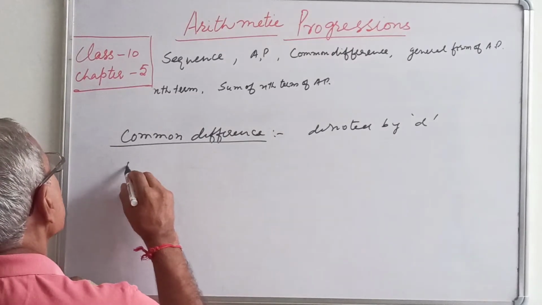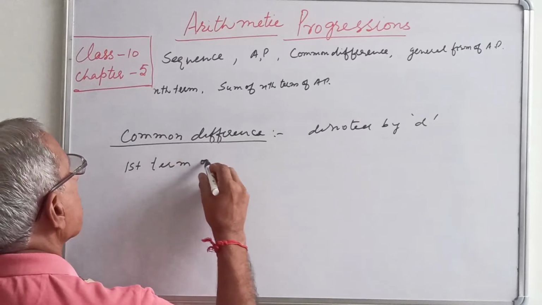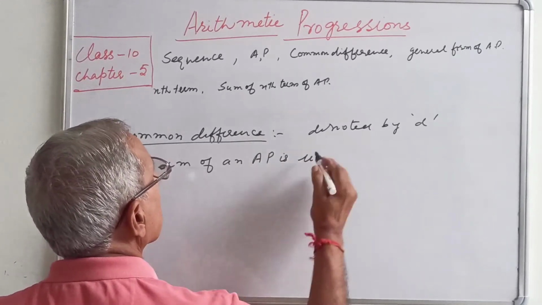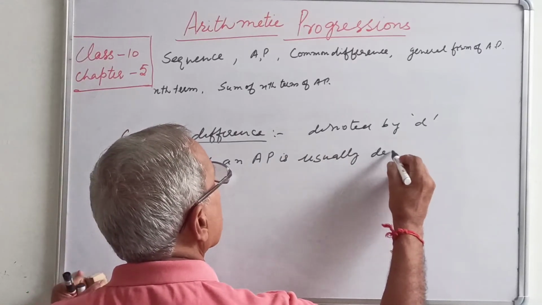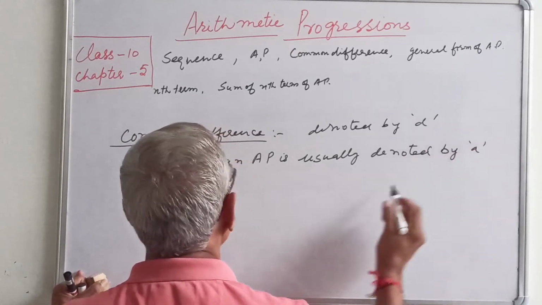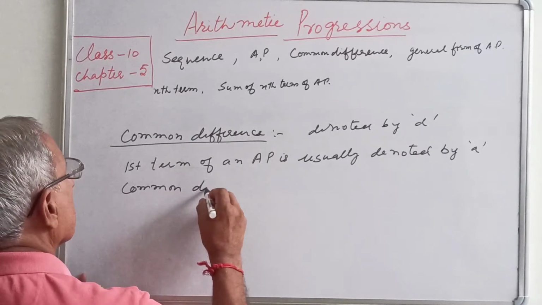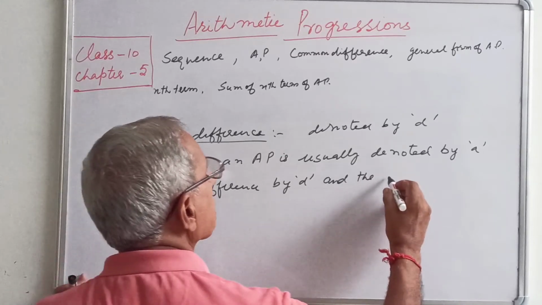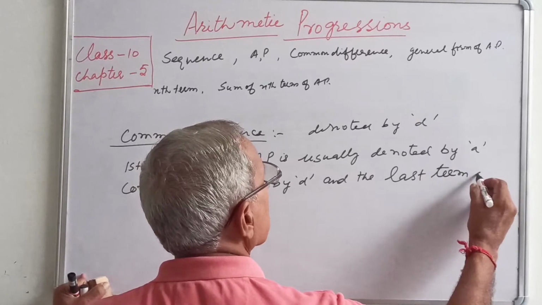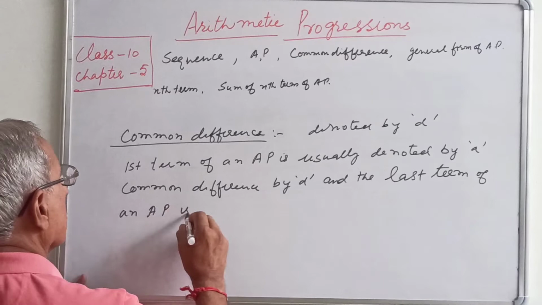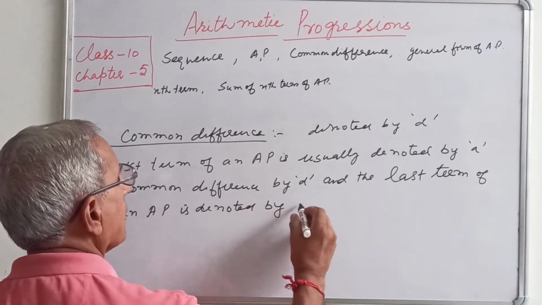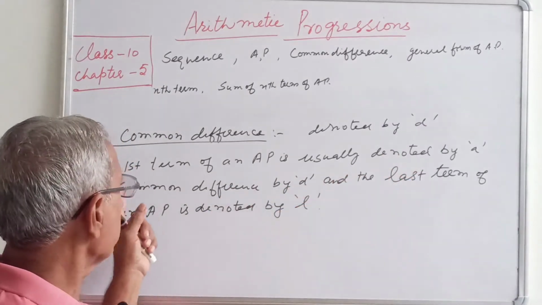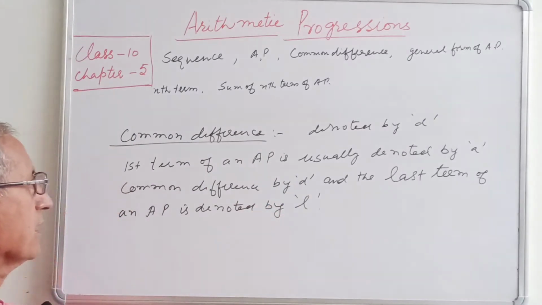So the first term of an AP is usually denoted by A, the common difference by D, and the last term of an AP is denoted by L. So these are some general notations for the letters: A for first term, D for common difference, and L for last term of the AP.